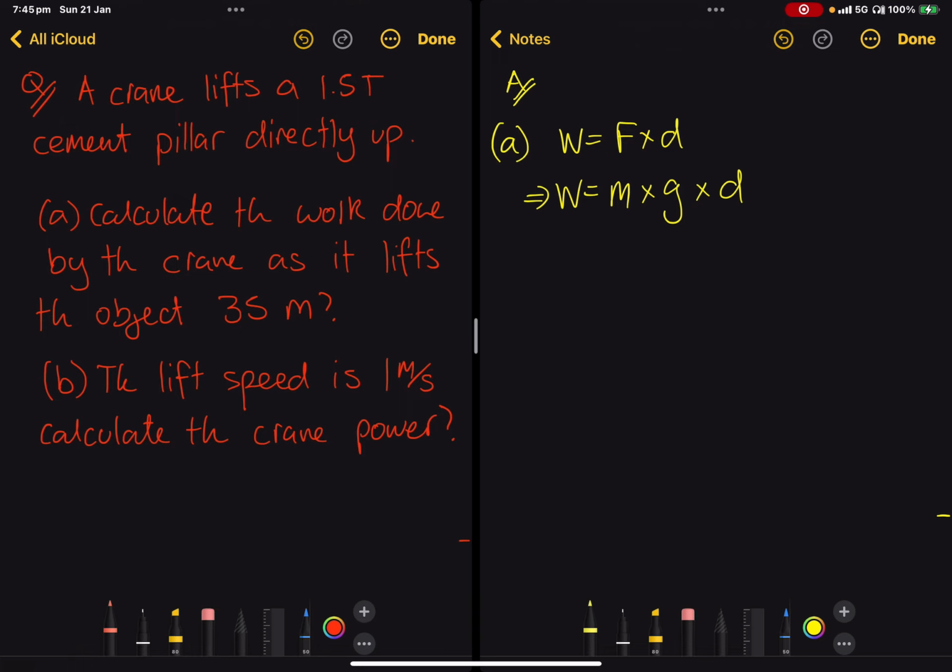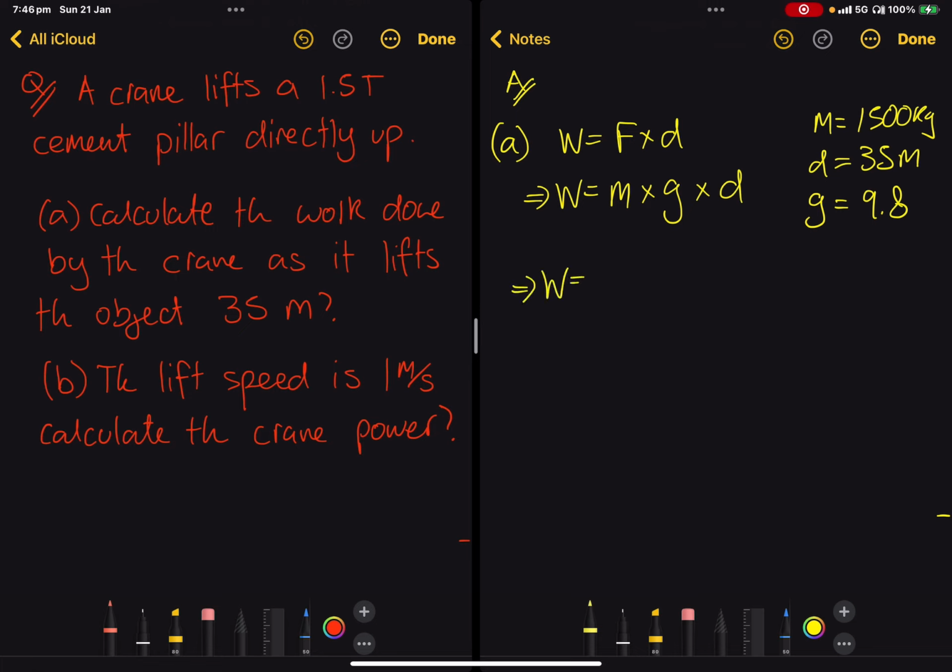And here, the gravity, we will just consider the absolute value of gravity. We'll be finding work as a positive value because we're lifting something. So we are doing work. So the mass of the object, 1.5 tons, that's 1,500 kilograms. The distance moved, we're told, is 35 meters. That's how high the crane is lifting the cement pillar. And then g at the surface of the Earth is 9.8. So we're going to imagine this is 9.8.